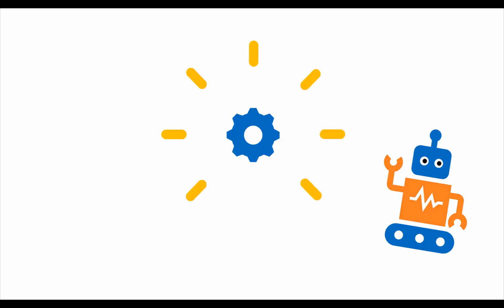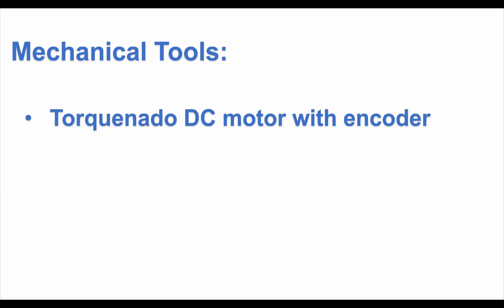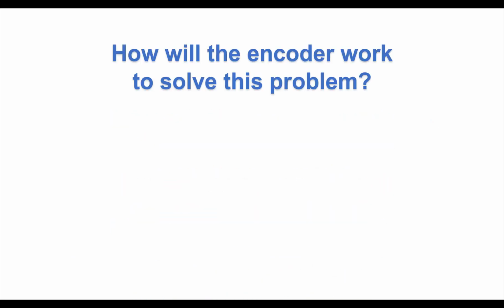Look at our robot. What mechanical tools do we have to accomplish this? It's a two-wheel drive basic bot. It has DC motors with encoders. We need to take a deeper dive into how the encoder will work to solve this problem.